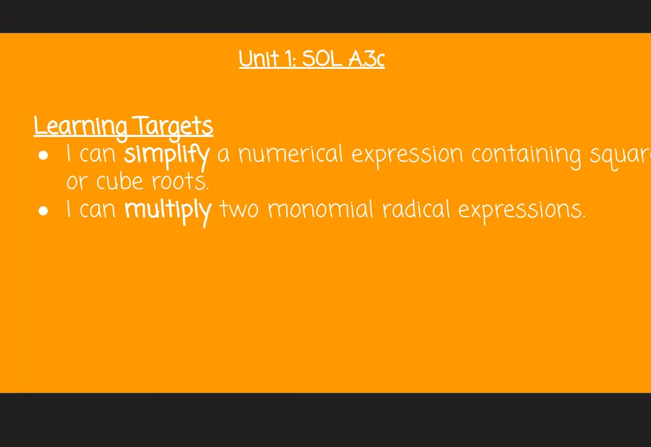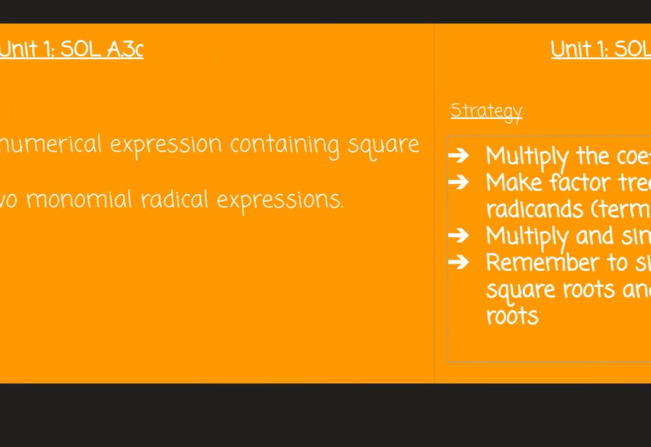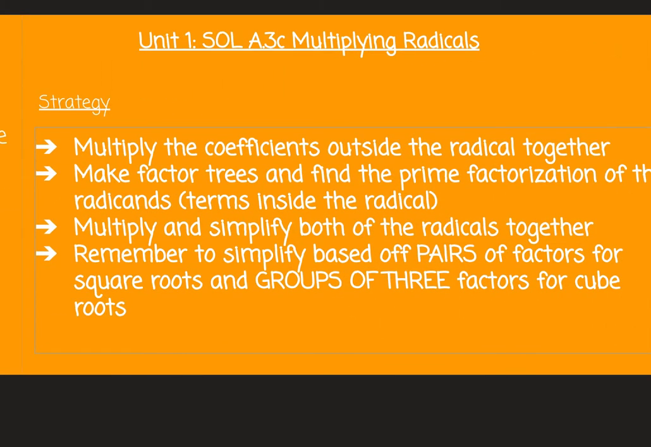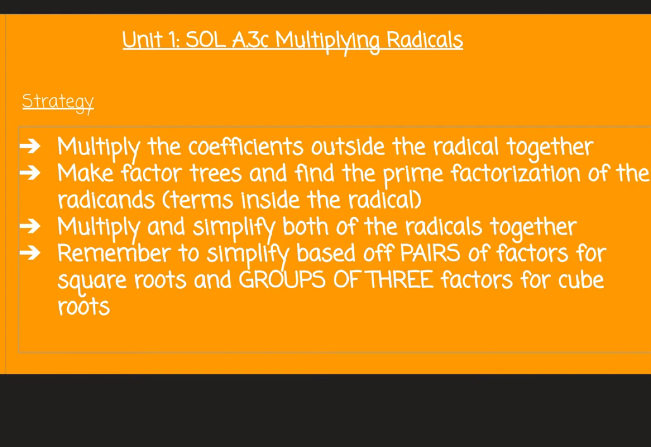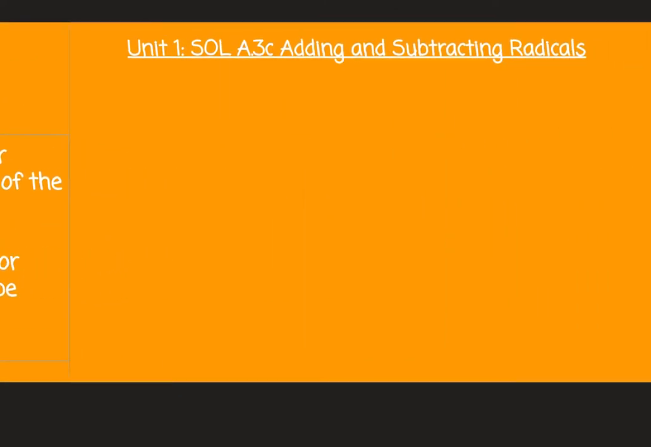Our learning targets: I can simplify a numerical expression containing square or cube roots. I can multiply two binomial radical expressions. So the strategy: multiply the coefficients outside the radical together, make a factor tree, and find the prime factorization of the radicands, which is the term inside. Multiply and simplify both of the radicals together. Remember to simplify based off pairs of factors for square roots and groups of 3 factors for cube roots. So that still applies to this lesson today.